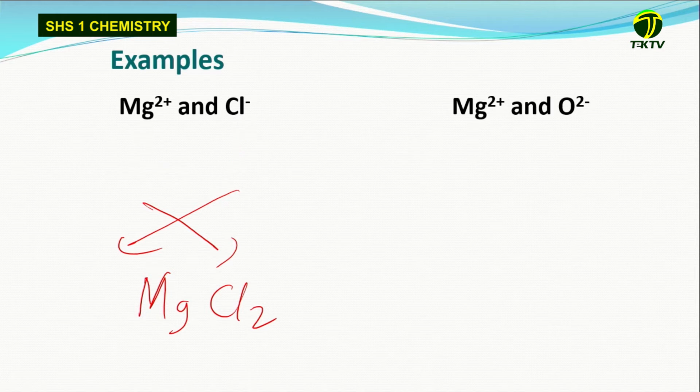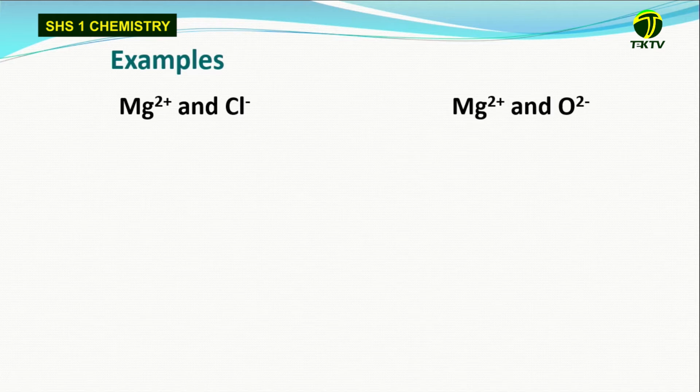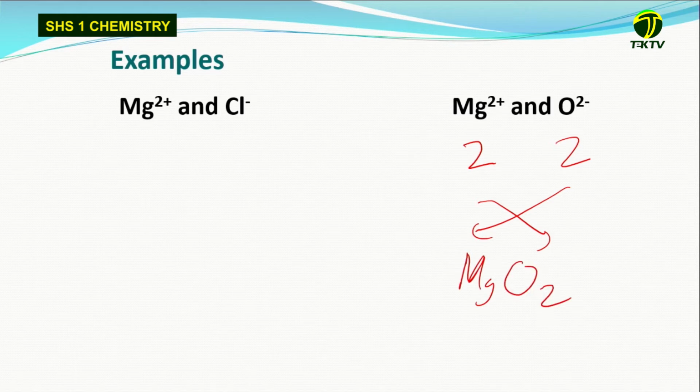Now let's look at a formula formed between magnesium 2+ and oxygen 2-. And again, the combining capacity of magnesium is 2. The combining capacity of oxygen is 2. So when we interchange them, we have Mg2O2. But 2 is common, and so as 1 they cancel out. So that the formula for magnesium oxide is MgO, not Mg2O2.